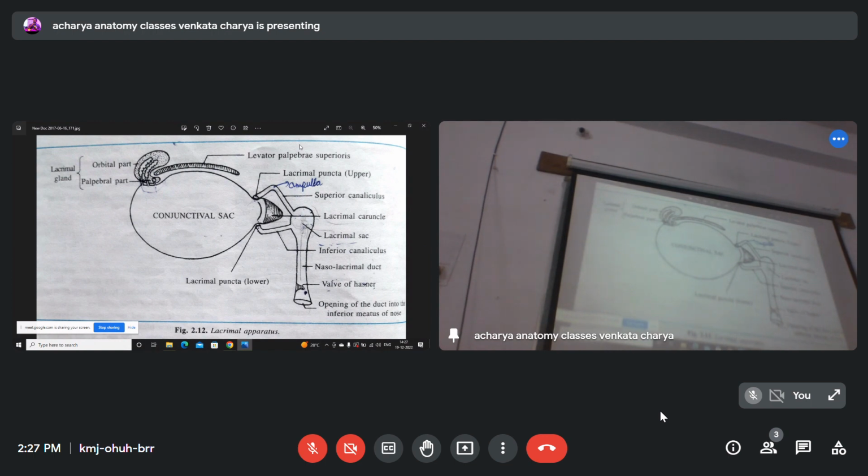Number one is the lacrimal gland, and number two is the conjunctival sac. Number three is the lacrimal puncta. There are two lacrimal puncta, one above and one below: the superior lacrimal punctum and the inferior lacrimal punctum.